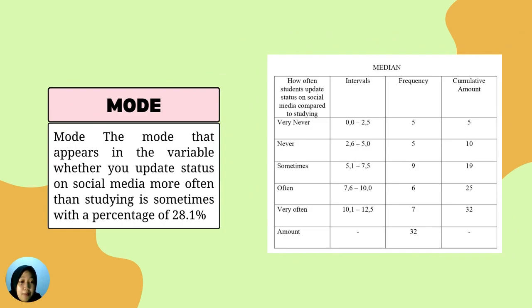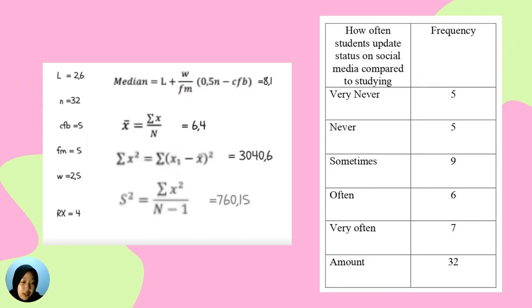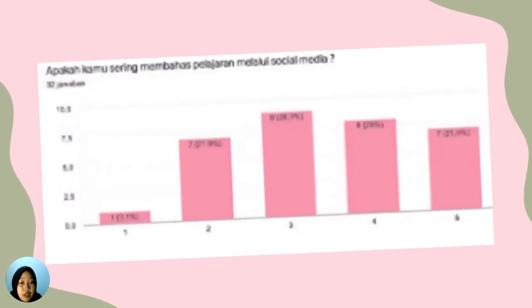We can conclude the mode that appears in the variable of updating status on social media more often than studying is "sometimes", with a percentage of 28.1%. And from the data we get the median is 8.1, x bar is 6.4, and sigma x square is 3040.6, and s square is 760.15.